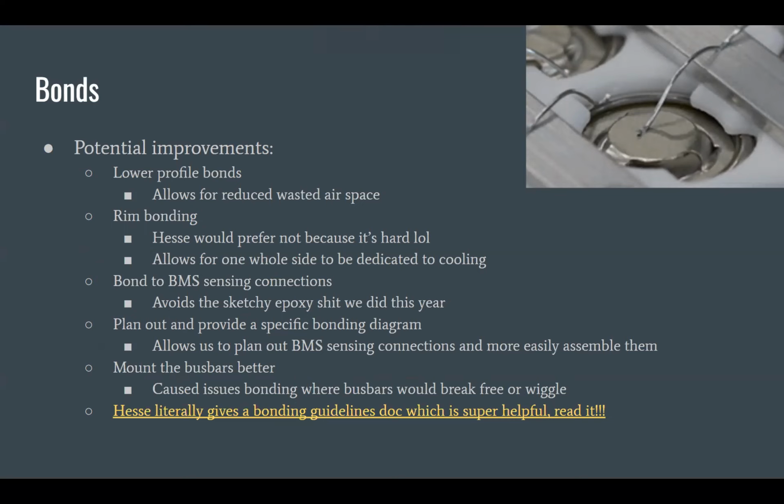You have a cell holder that goes around, and then they actually expose parts of the negative terminal, and then they'll bond from a bus bar to the positive terminal, and then the negative terminal goes to the previous bus bar.